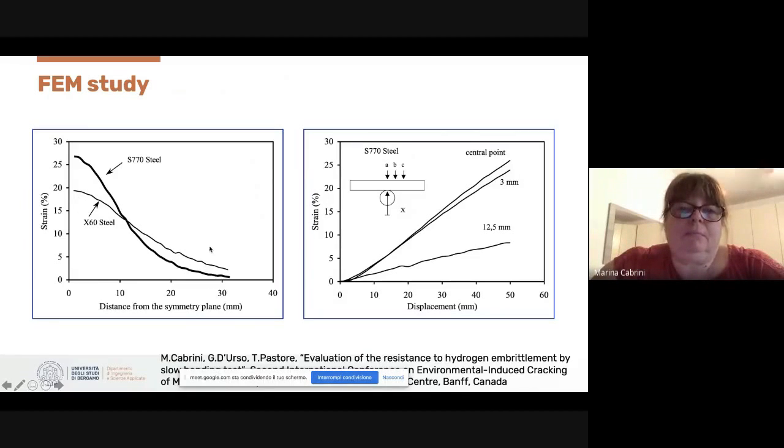This is an example for 2 steels, a very low yield strength steel and a high strength steel, with a difference between one and another distribution of the strain. And this is the effect for the same steel from the distance from the center to the other position of the specimen as a function of the displacement of the grip.